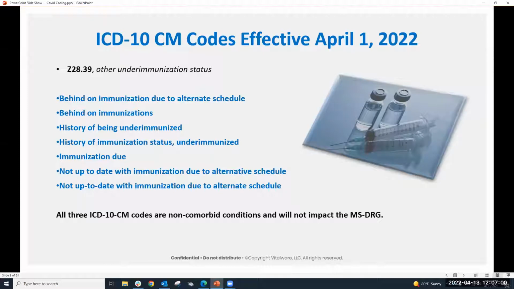All 3 of the new diagnosis codes are non-comorbid conditions, and they will not impact the MS-DRG if they're assigned on an inpatient encounter.